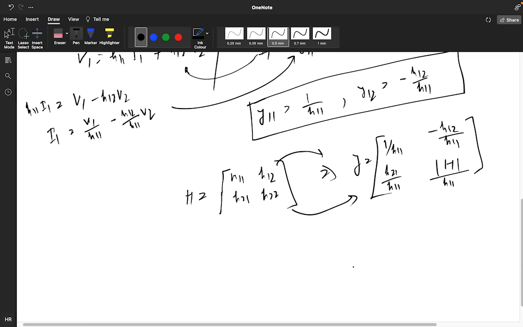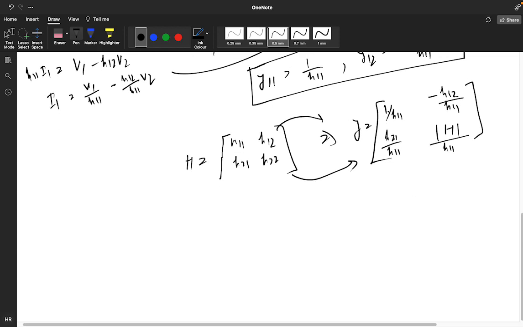So this is your Y parameter: 1 by H11 represents your Y11 value, minus H12 by H11 represents your Y12 value, and this represents the Y21 value, and this represents the Y22 value.